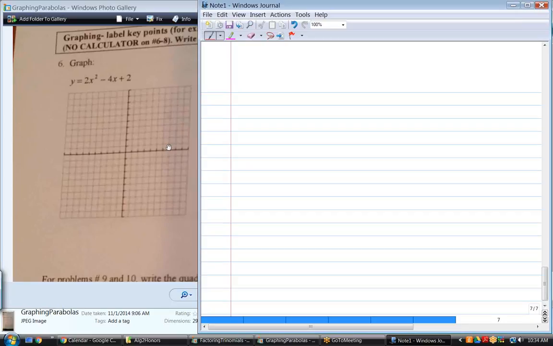Minus b over 2a is the vertex, right? That's the x-coordinate, or the line of symmetry. Have you used that term, line of symmetry? Okay. Line of symmetry is the same thing as the x-coordinate of the vertex, and it's minus b over 2a if it's in standard format. Let's use this technique this time.